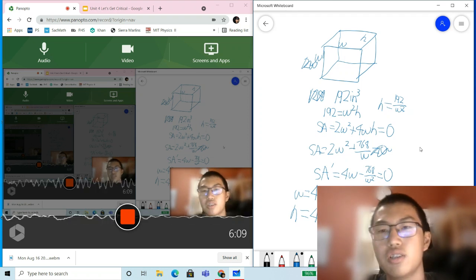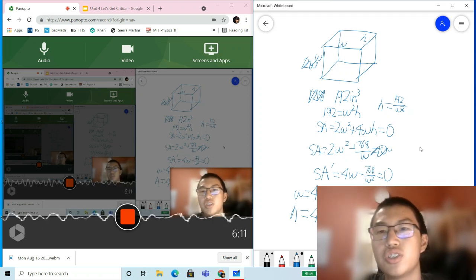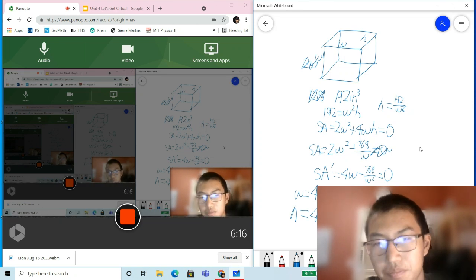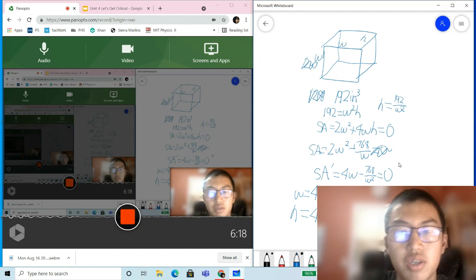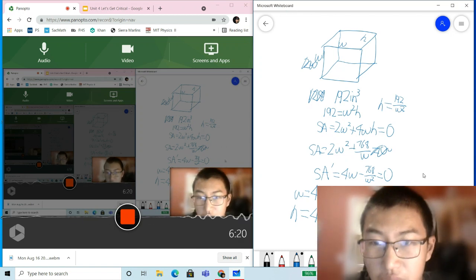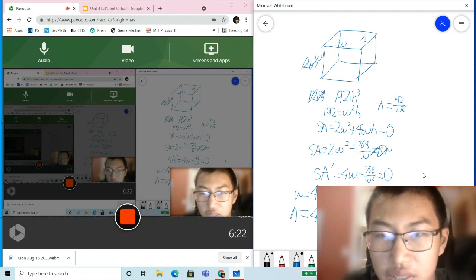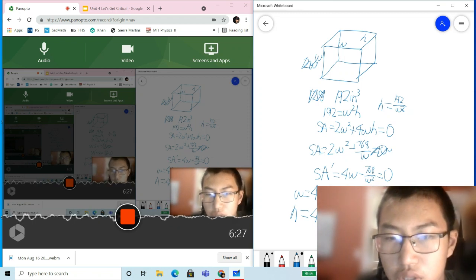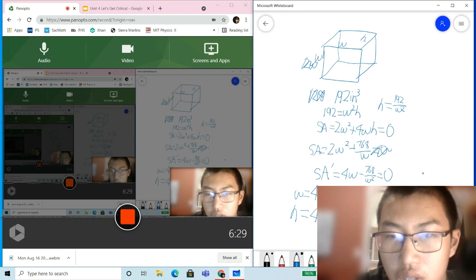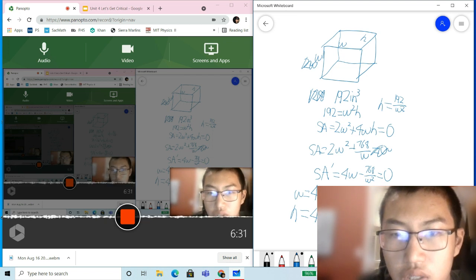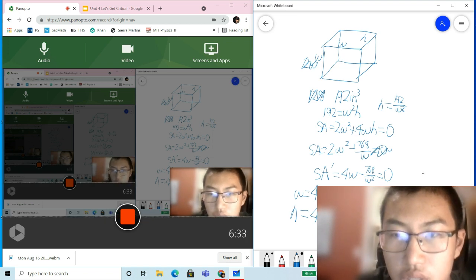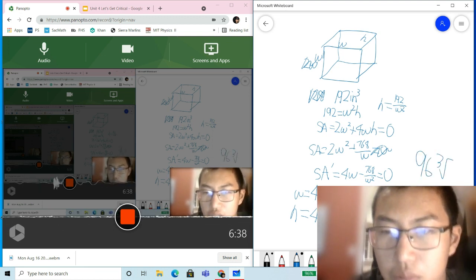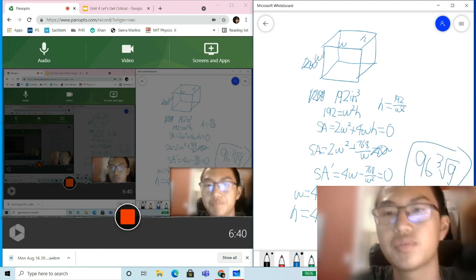Oh yeah, because I did a closed box, the best way to minimize surface area is just a cube, actually. Should have done the open box, but whatever. If I find the surface area, we get 2 times W squared, which is 32 times the cube root of 9, plus 4 times W times H, which is 64 times the cube root of 9. So we end up with 96 times the cube root of 9 as our surface area.